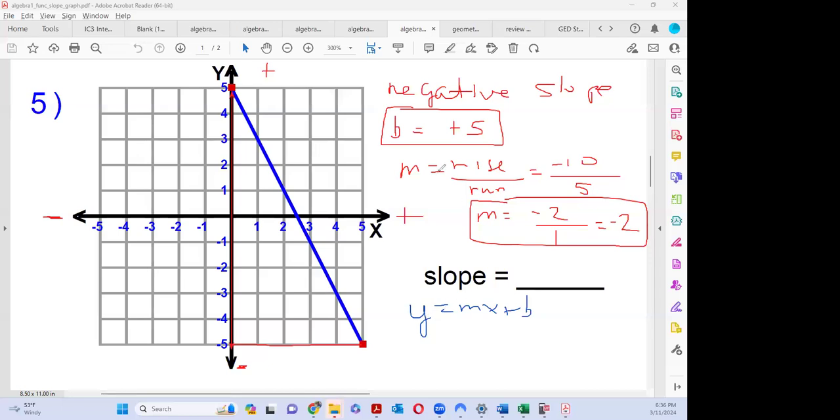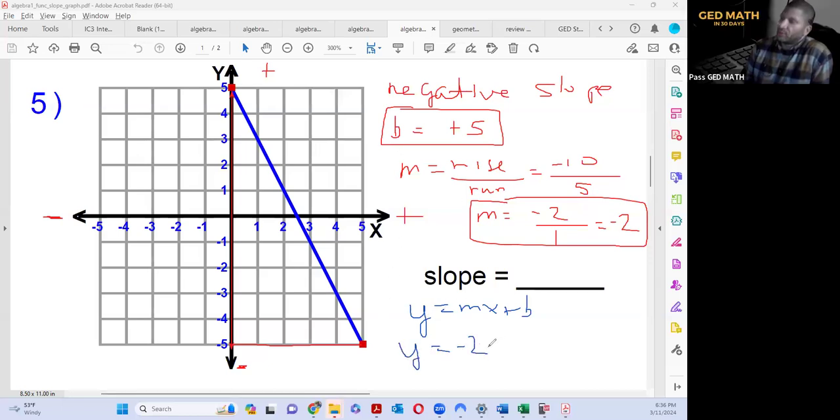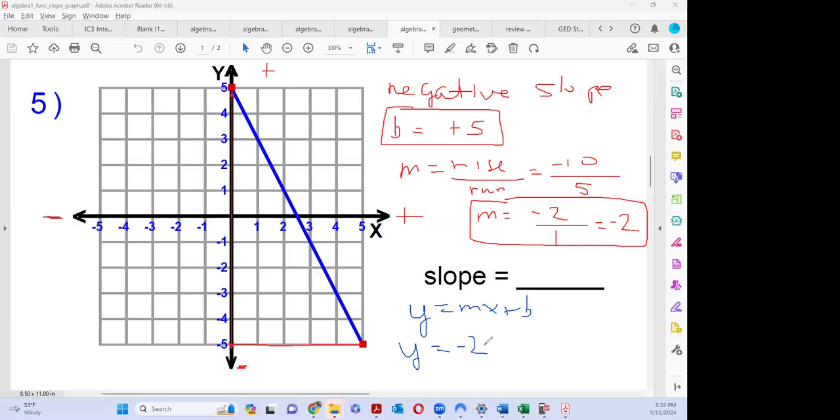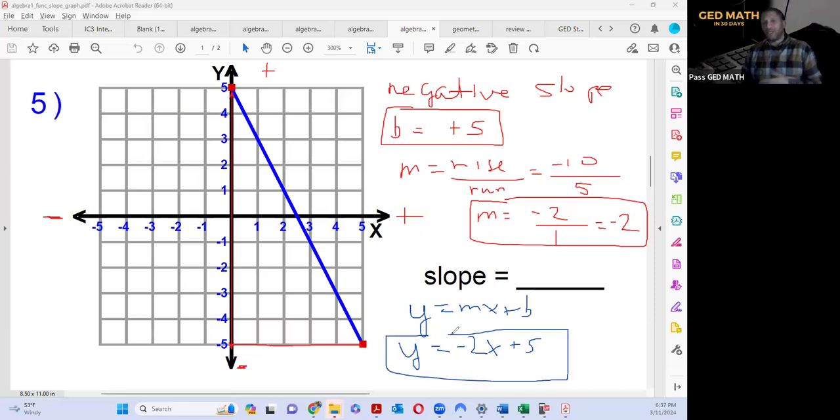So y equals negative 2x plus 5. That's it. All we're doing is substituting those values into y equals mx plus b. That wasn't too bad, right?